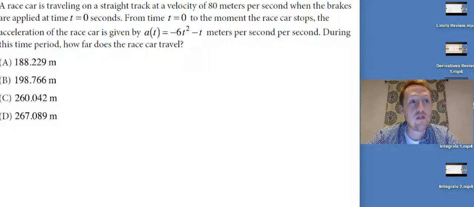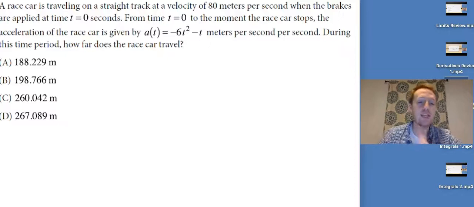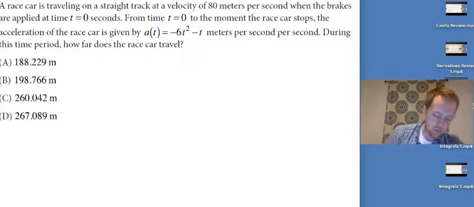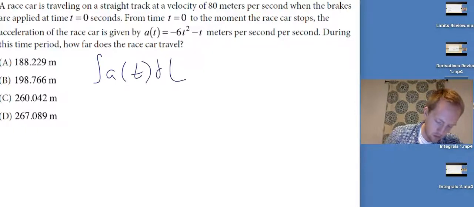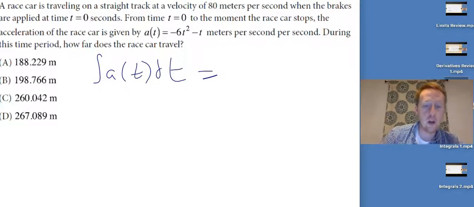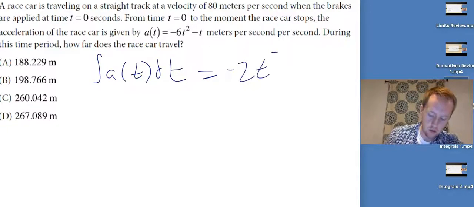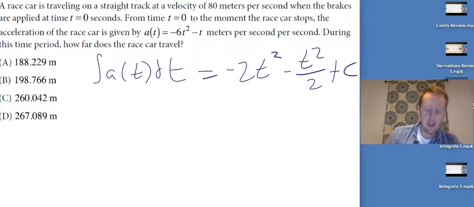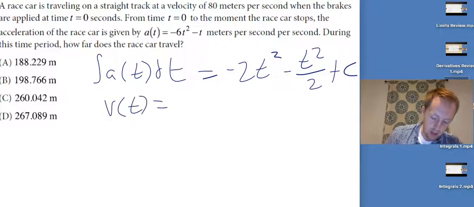Okay, so I need to eventually integrate velocity, right? But as of this moment, I don't have a velocity function. So what I need to do is take the antiderivative of acceleration. That's going to be the antiderivative of negative 6t squared, which would be negative 2t cubed, minus t squared over 2, plus c. So that's my velocity function. I just need to find out what c is. So this should be cubed.